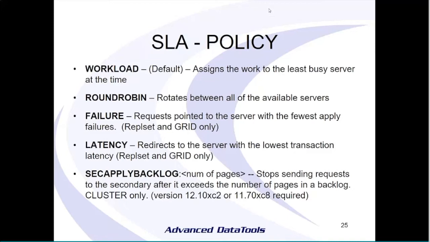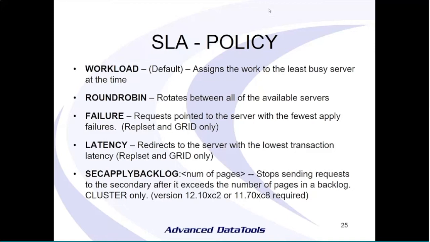For failure, this only works for ER and grid, but it's the fewest apply failures. So it's usually the one with the best connection or the most reliable replicate set, so it'll try to send it there. Same token with latency, which will actually go out and go to the fastest responding server. So it usually will be the quickest to come back. Again, it depends on your environment.